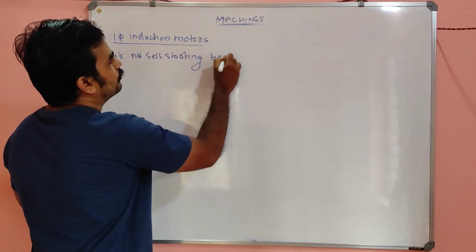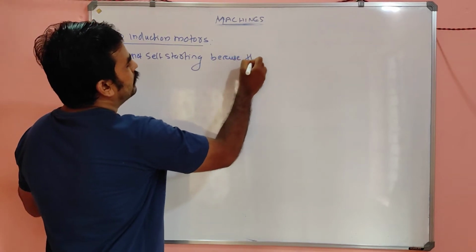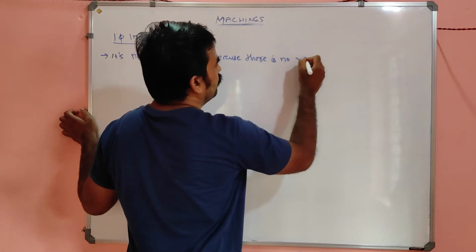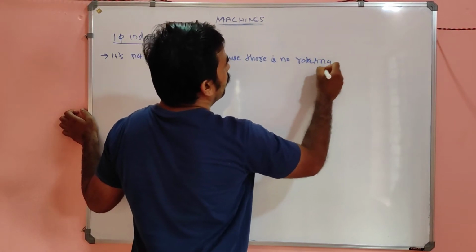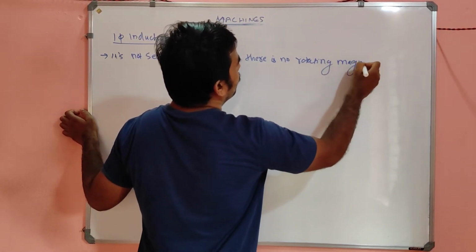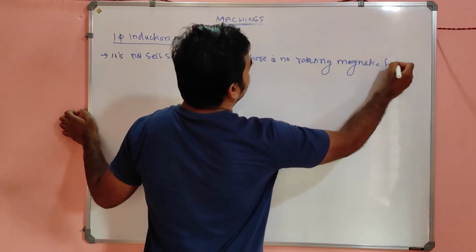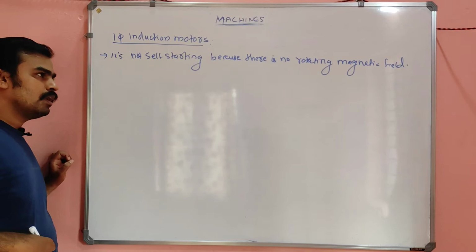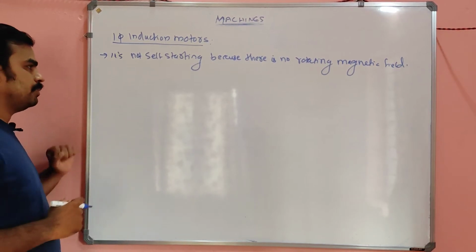Because there is no rotating magnetic field. There is no rotating magnetic field. How can that happen? I will explain.